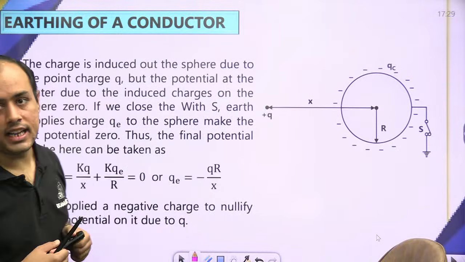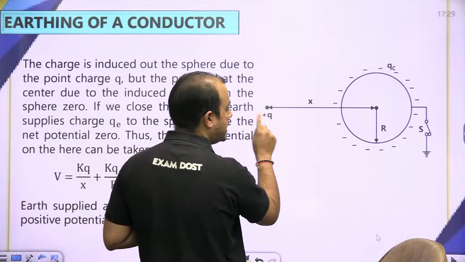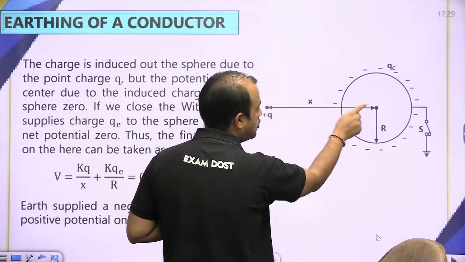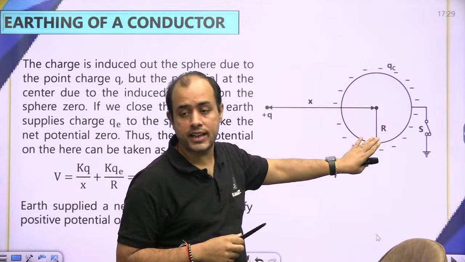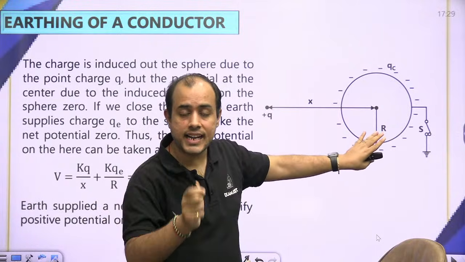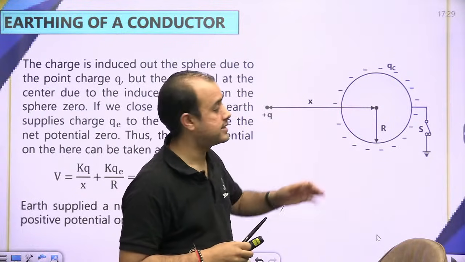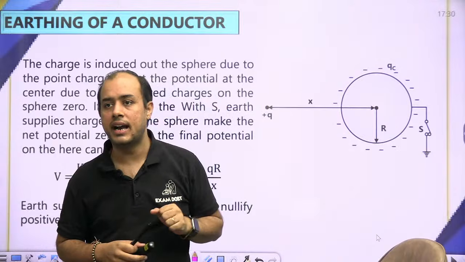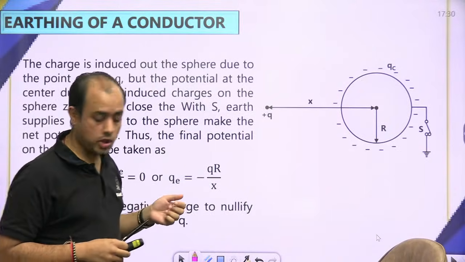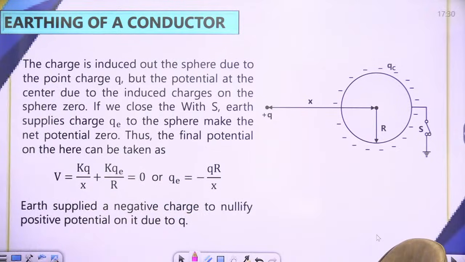So now beta, if you want to see the potential at the center, the potential due to point charge will be kq by x. What about the potential due to charge on the surface? The potential inside a conducting sphere is same as the potential on the surface. So it is kqc by r. kqc by r. ठीक है? So qc will be minus qr by x. बेटा, ठीक है?